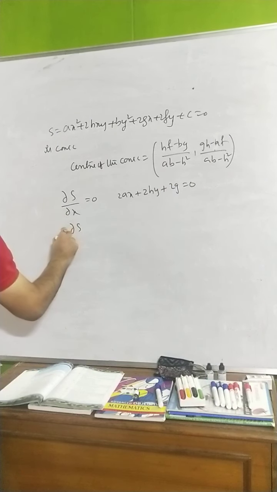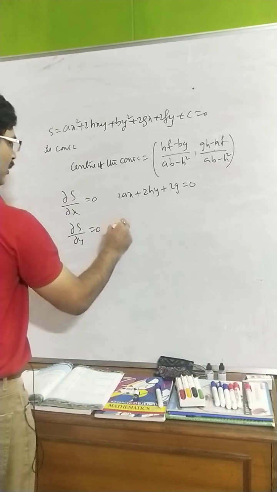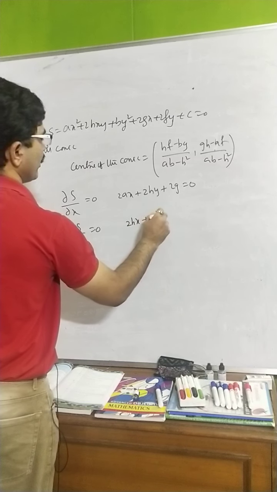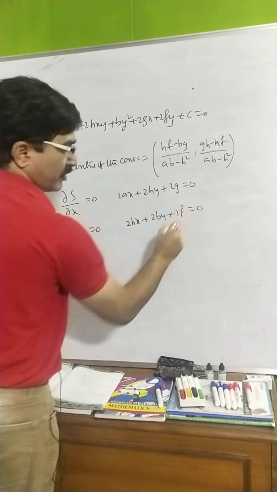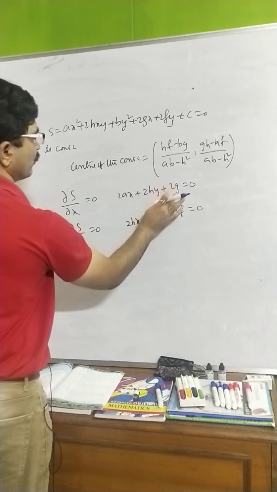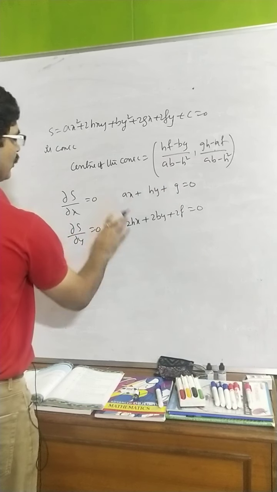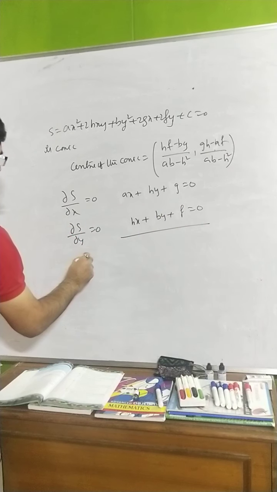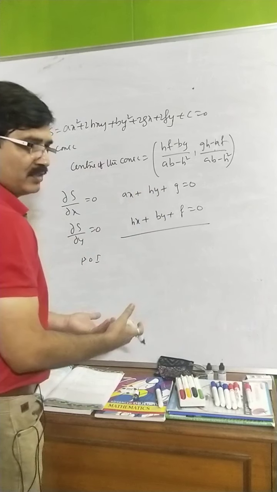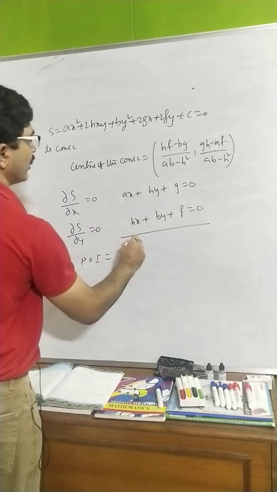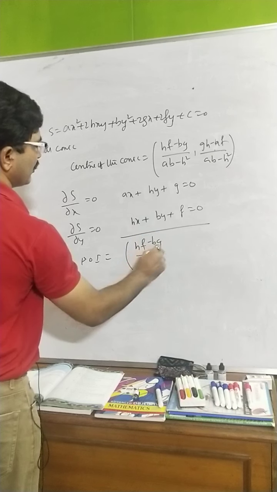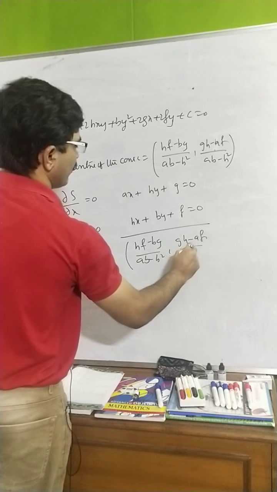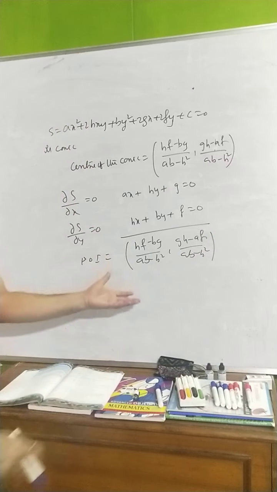Now dou S by dou y, you do it. You are getting here 2hx plus 2by plus 2f. After avoiding this 2 in both the equations, the point of intersection, if you say that these are two lines, the point of intersection is the same thing you will get here: hf minus bg by ab minus h square, gh minus af by ab minus h square. You will get like this.